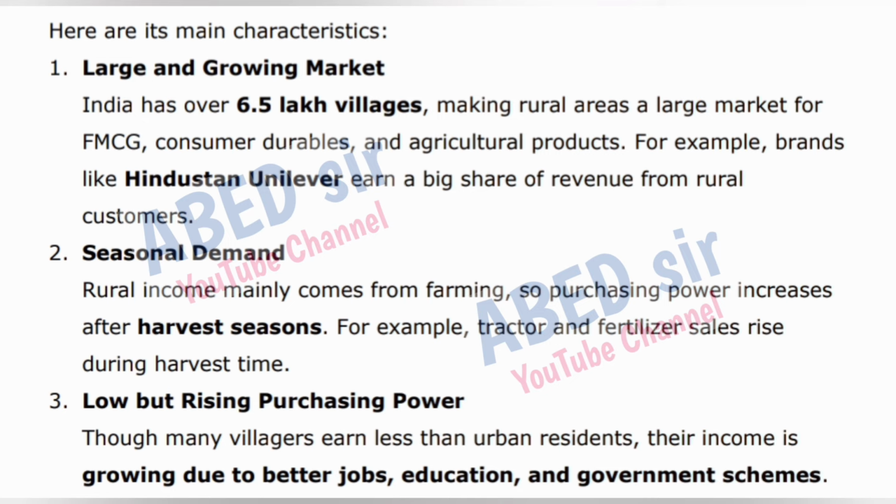India has over 6.5 lakh villages, making rural areas a large market for FMCG, consumer durables, and agricultural products. For example, brands like Hindustan Unilever earn a big share of revenue from rural customers. 2. Seasonal demand. Rural income mainly comes from farming, so purchasing power increases after harvest seasons. For example, tractor and fertilizer sales rise during harvest time.